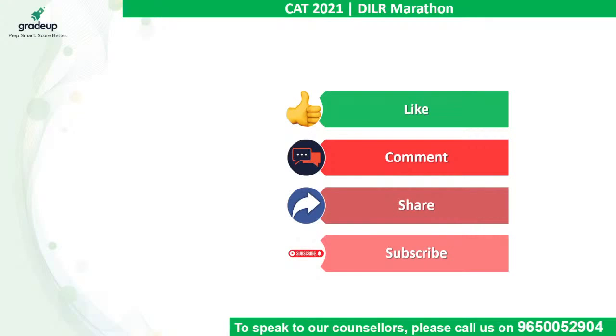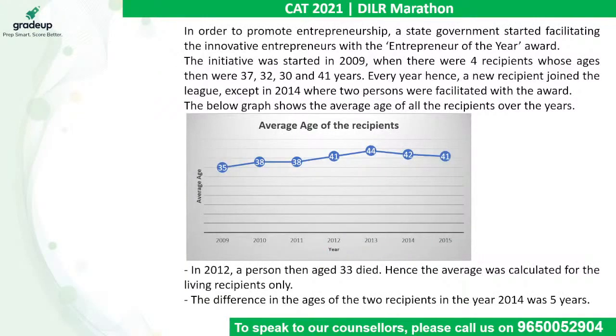Okay. Alright. So let's do the next one. Now some DI calculation wala logical DI, right, that you have. Okay, so now it says that in order to promote entrepreneurship, so kuch award milne laga. The initiative was started in 2009 when there were 4 recipients whose ages were 37, 32, 30 and 41 years. Every year hence a new recipient joined the league except in 2014 where 2 persons were facilitated with the award. Okay? The below graph shows the average age of all the recipients over the years.